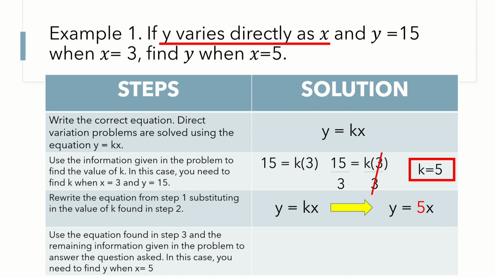here is 5. Next, we're going to use the equation found in step 3 and the remaining information given in the problem to answer the questions asked. In this case, you need to find y when x is equal to 5. So from y is equal to 5x, we plug in the value of x, which is 5. So y is equal to 5 times 5, then the value of y is equal to 25.